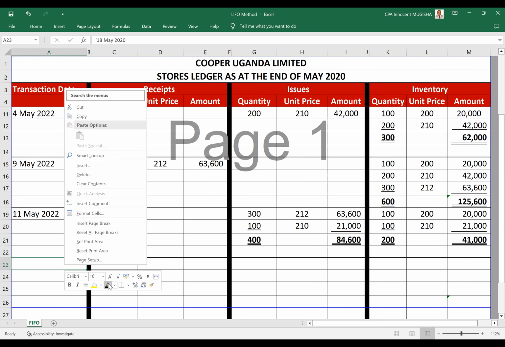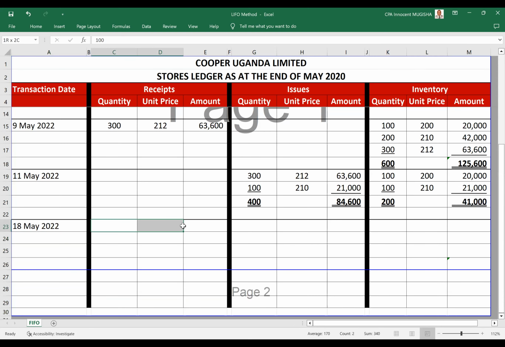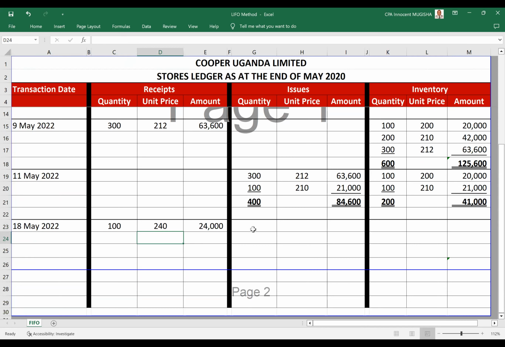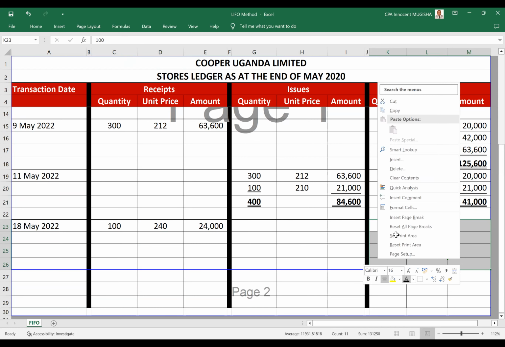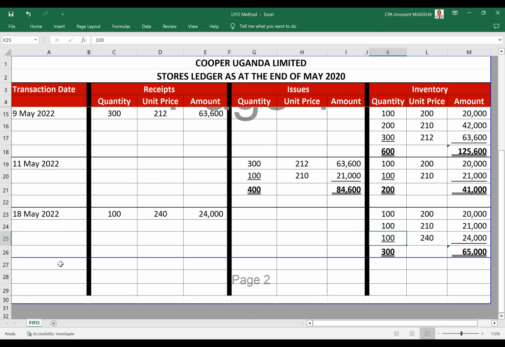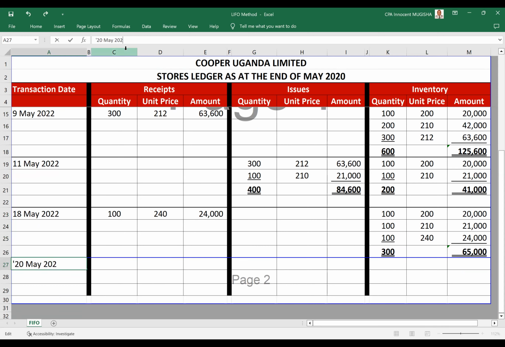Okay, on the 18th of May, you received more, which were 100. Am I right? 100 at 240? Yes, 100 at 240. Okay, perfect. So just simply add it to those. You still have the original 100, the opening stock, the old one, then the next 100, then the new one is 100.